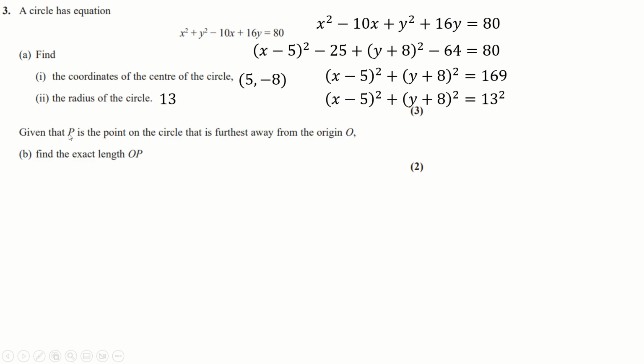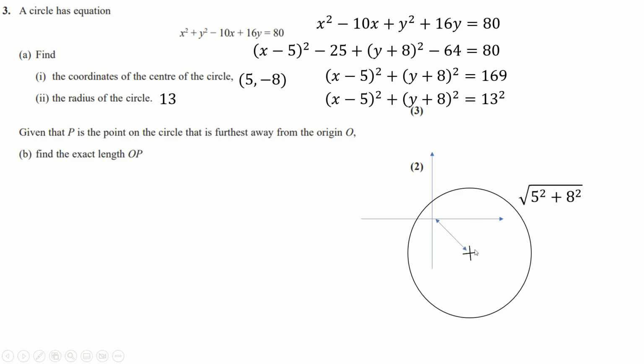Now for this one, given point P is this point in the circle furthest away from the origin. Now if you're ever in doubt about a question, just draw it. So here's a drawing, center 5, -8, so down here somewhere. And the circle goes around here. I know it goes through the origin like this because if you work out the distance from the origin to the center, that's just 5 squared plus 8 squared square rooted, just because it's 5 across 8 down. That should really go to the center, but whatever.